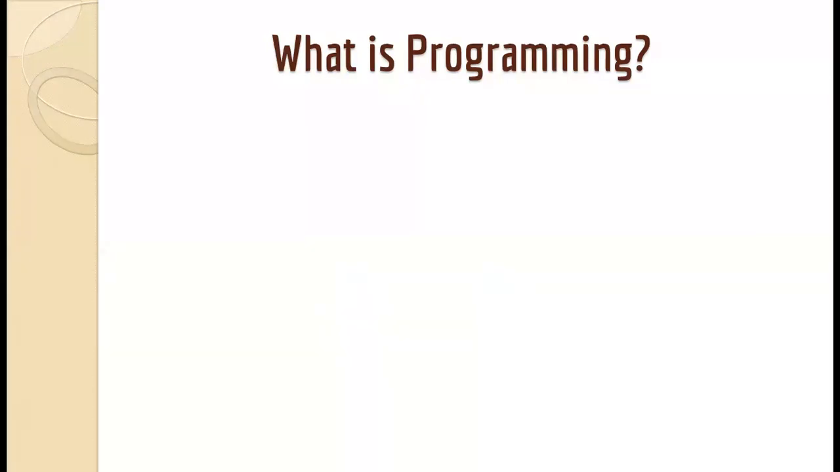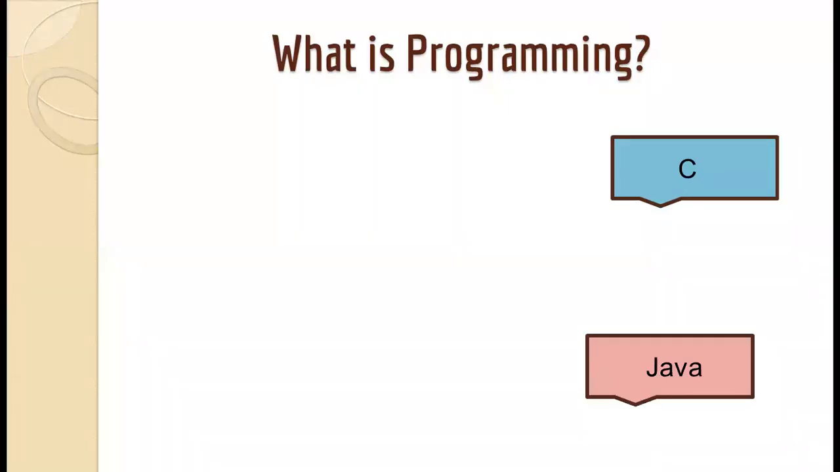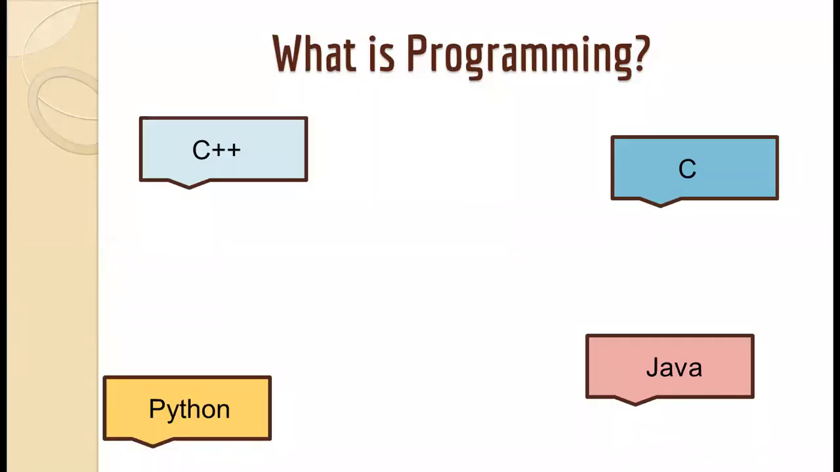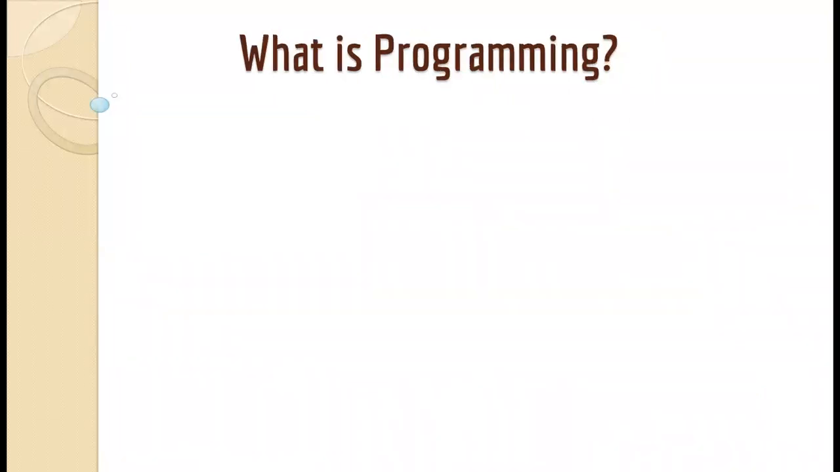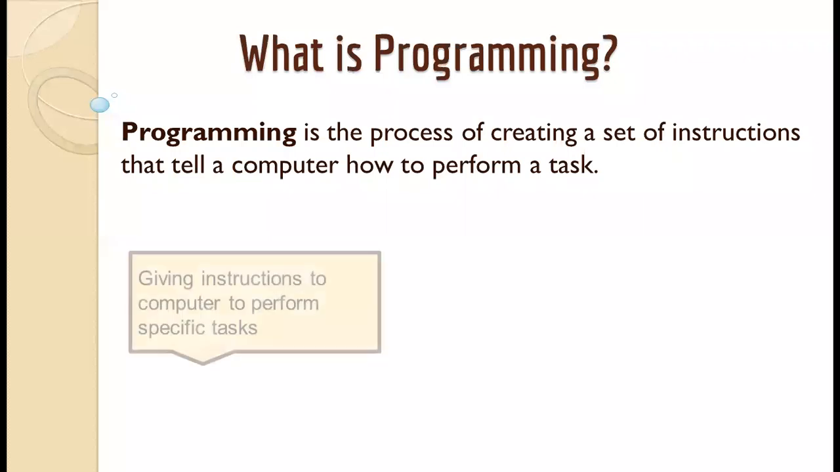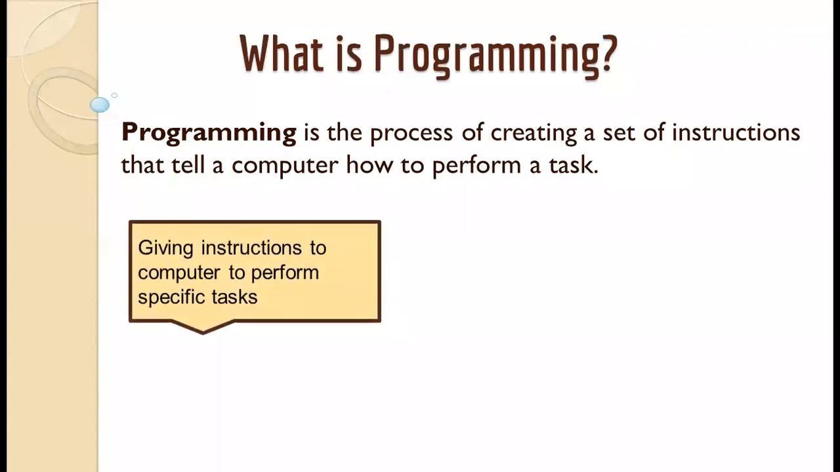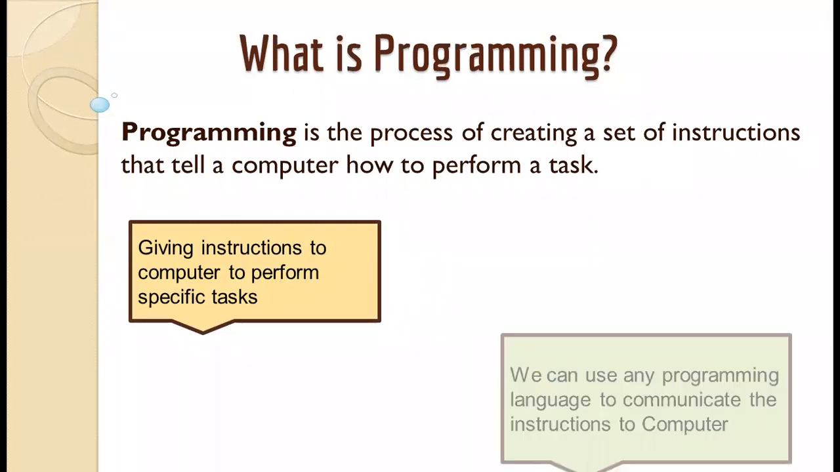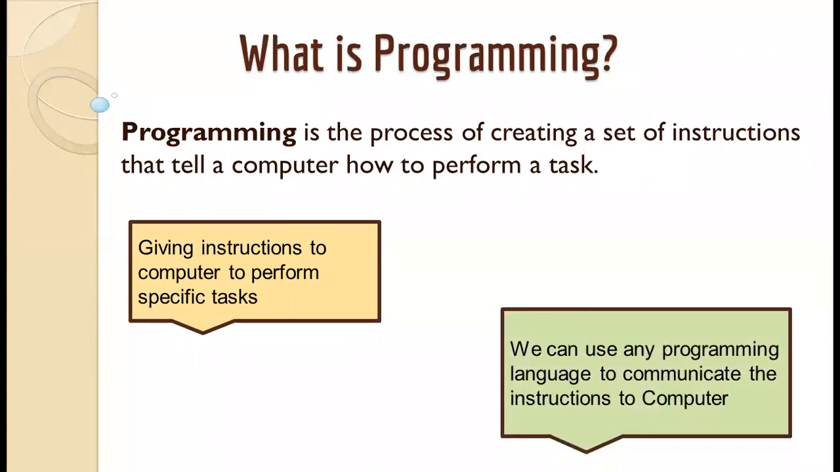What is programming? A very basic question. Is it C, is it Java, is it Python, or is it C++? Actually, none of them is programming. These are all programming languages. So what is programming actually? Programming is the process of creating a set of instructions that tell a computer how to perform a task, or giving instructions to a computer to perform a specific task using any programming language. This whole process is called programming.